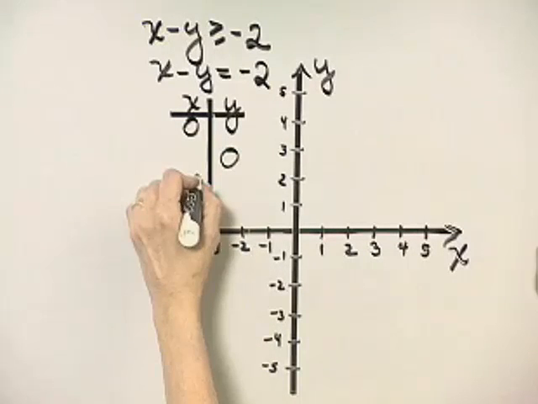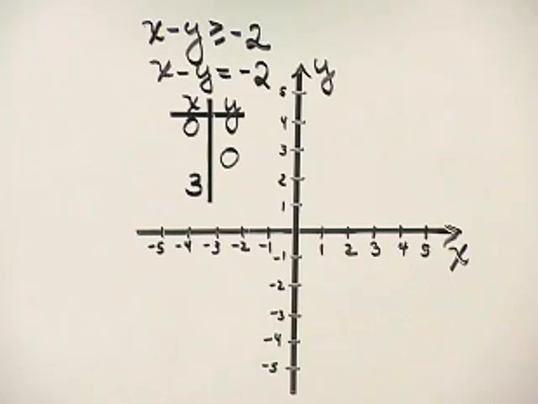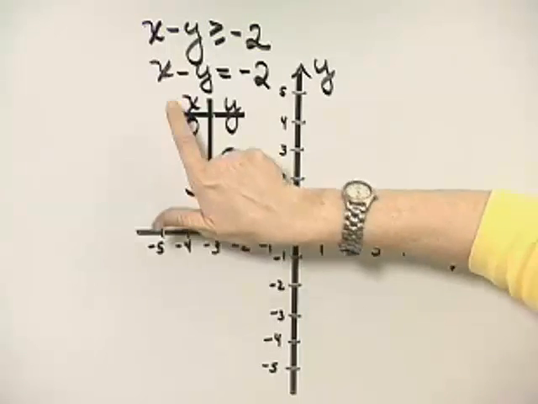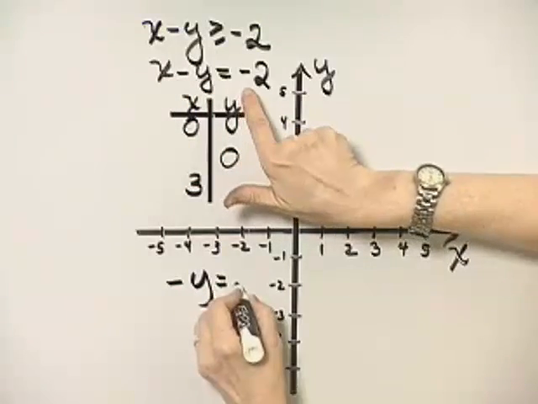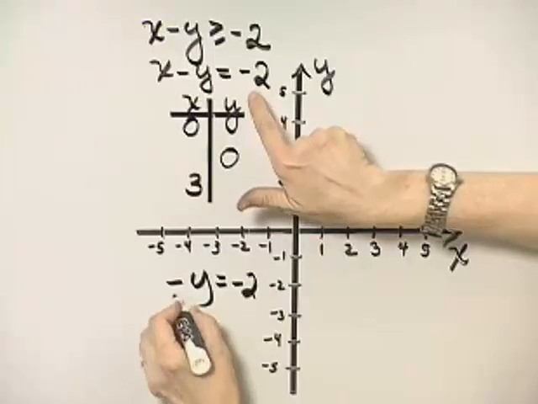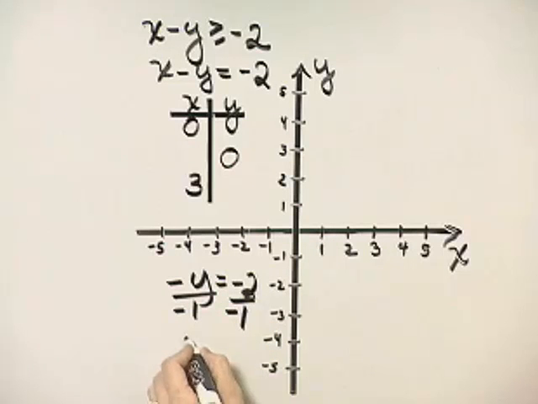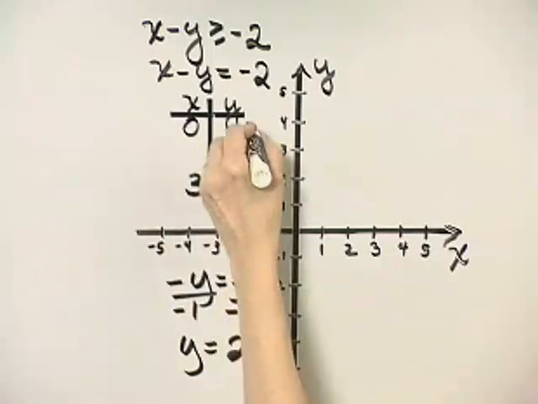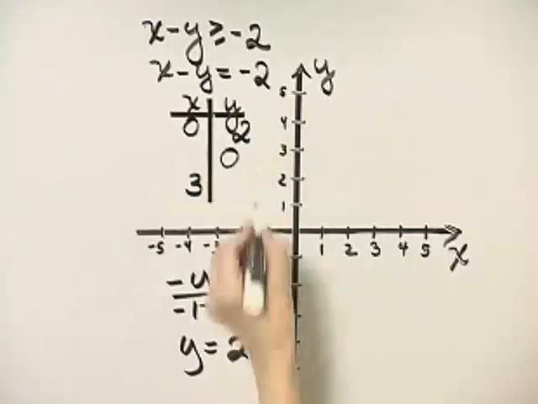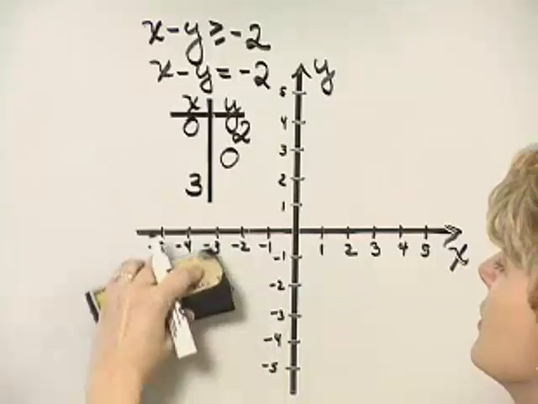And then maybe I'll let x be 3. It makes no difference. All right, if x is 0, I have negative y is equal to -2. Divide both sides by the coefficient of y, which is -1, and y is 2. So when x is 0, y is 2. What about when y is 0?